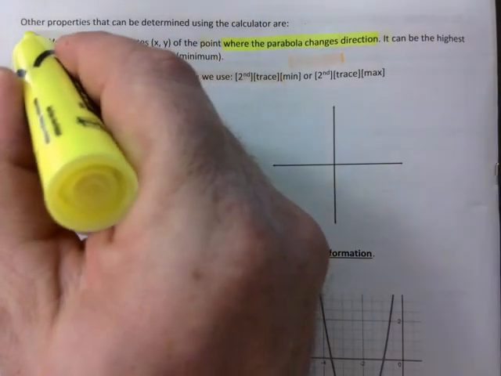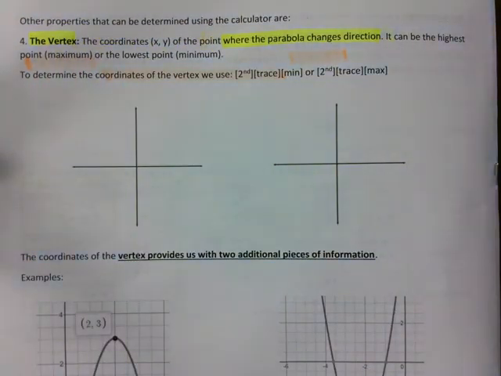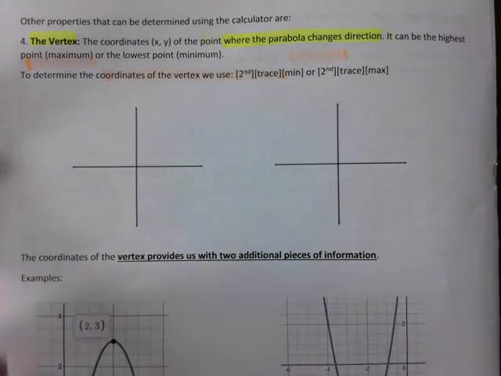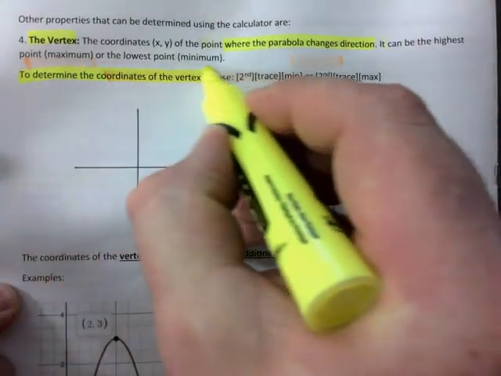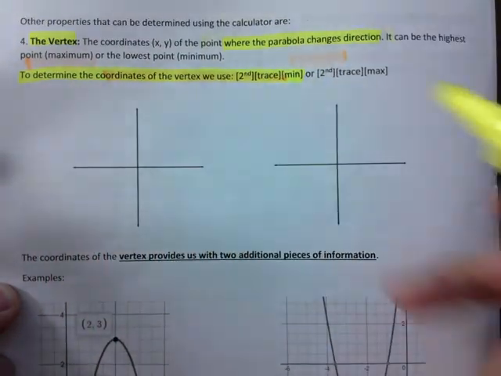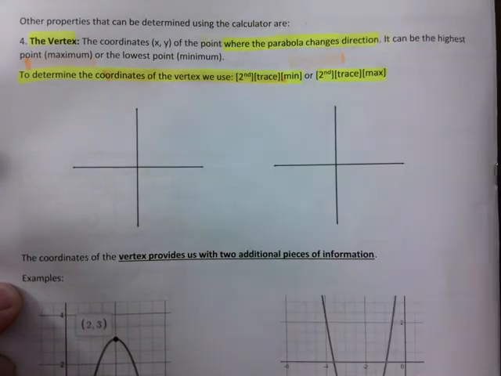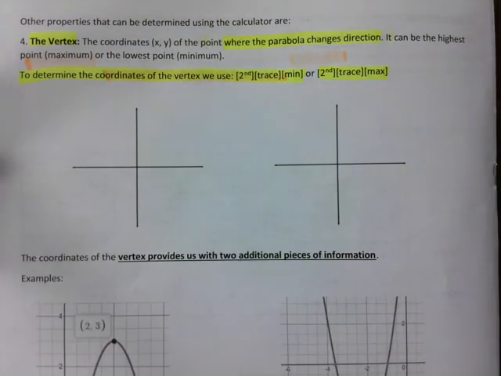The vertex is very important for us. It's very, very important. The intercepts and the vertex are very important to us. It can be the highest point or the lowest point. To determine the coordinates of the vertex, we use either second trace min or second trace max. You gotta pick the right one.